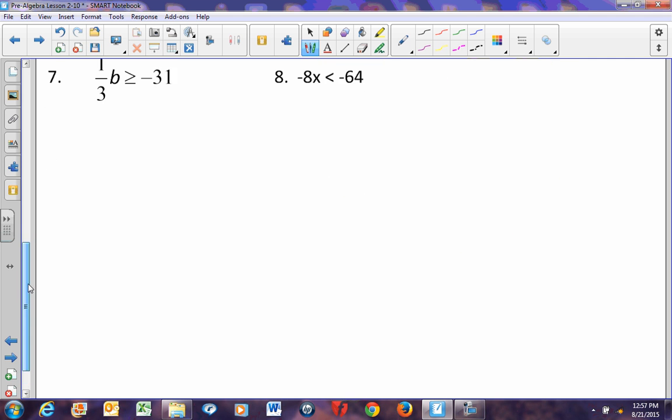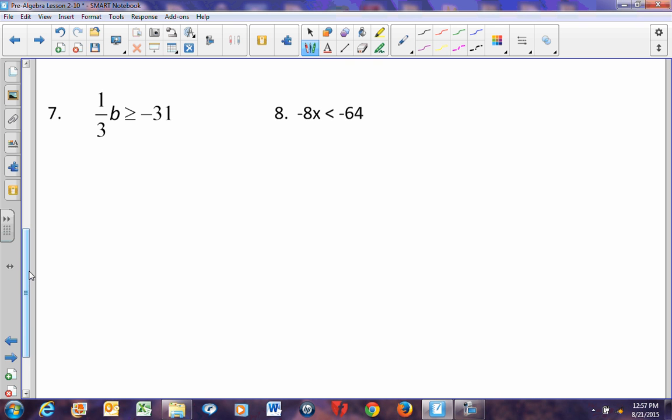Number 7 here. 1/3 b is greater than or equal to negative 31. We're multiplying b by 1/3, so we have to divide by 1/3. Dividing by 1/3 is the same as multiplying by its reciprocal. Remember that with fractions: dividing by a fraction is the same as multiplying by its reciprocal. So instead of dividing by 1/3, I'm going to multiply by 3 over 1. Here, everything will cancel out. I get b is greater than or equal to, because we did not multiply by a negative number, negative 31 times 3, which is negative 93. So b is greater than or equal to negative 93.